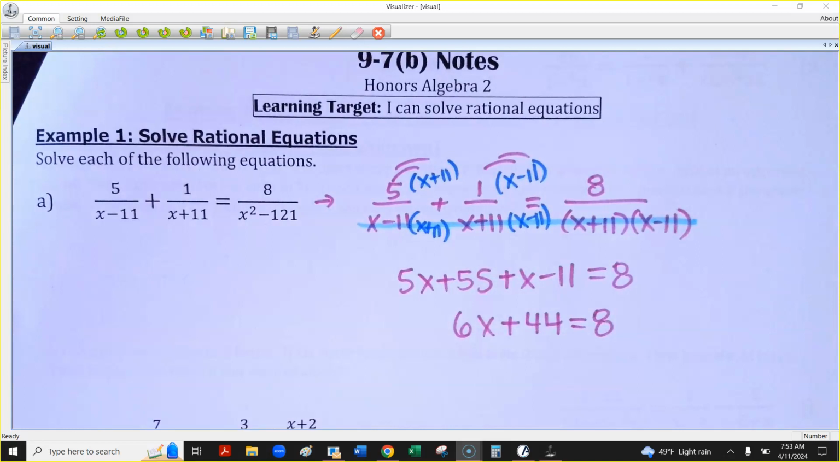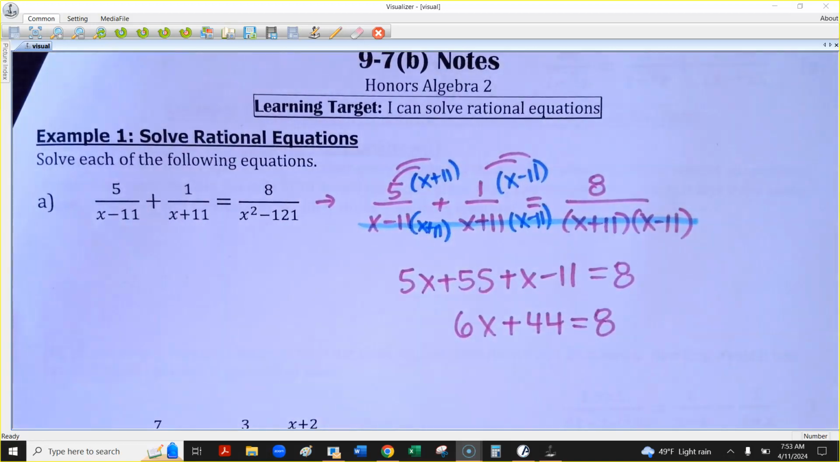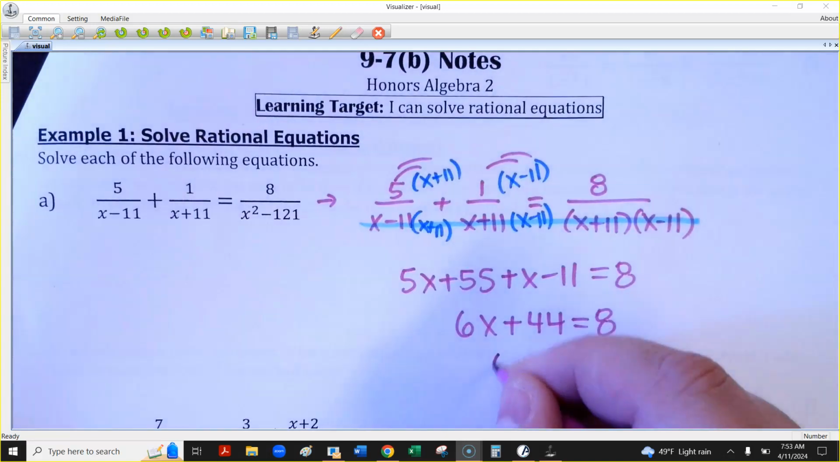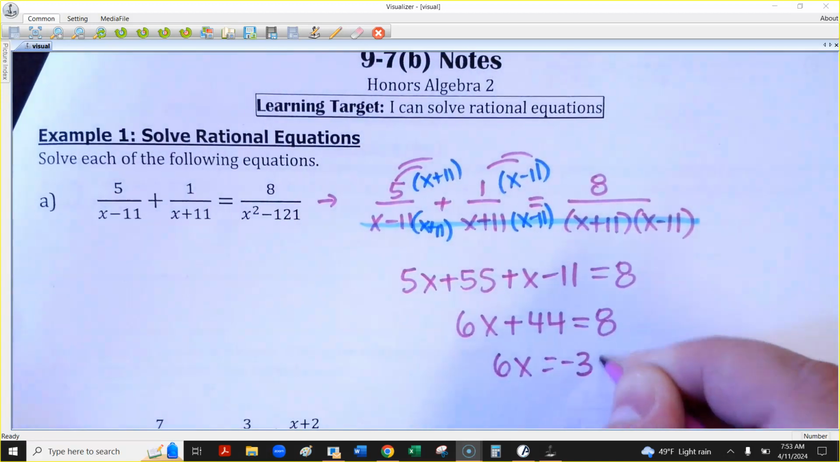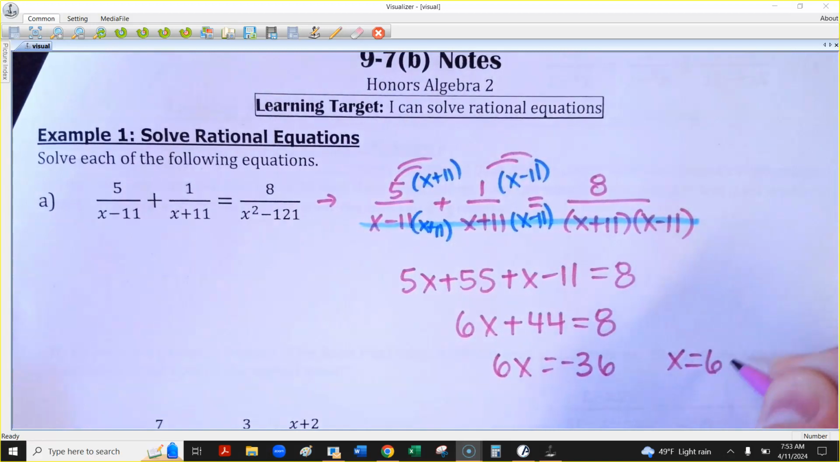So then all we're going to do, we're going to subtract 44. Let's see what that is. We're going to get 6x. If you subtract that, negative 36. x would be, whoops, negative 6.